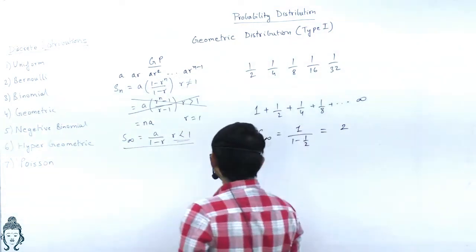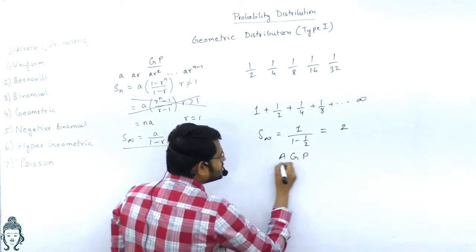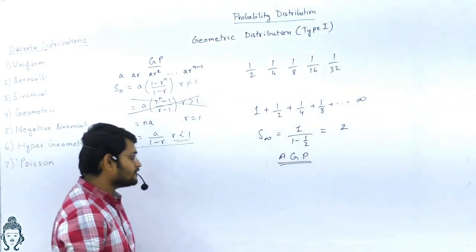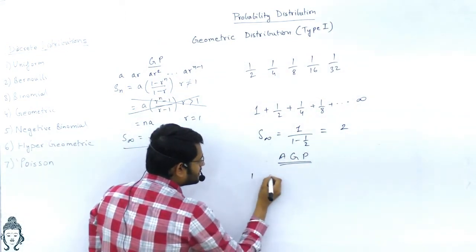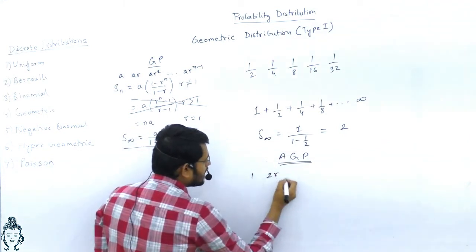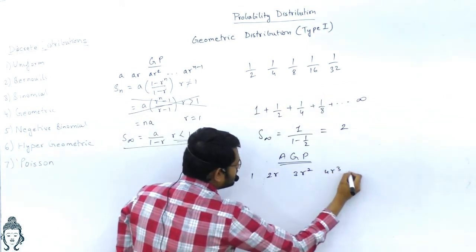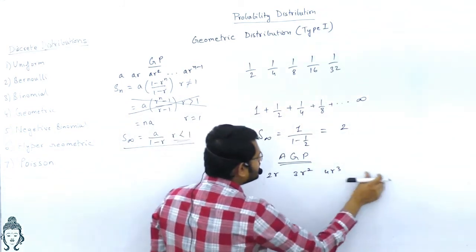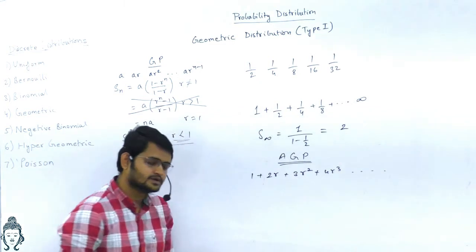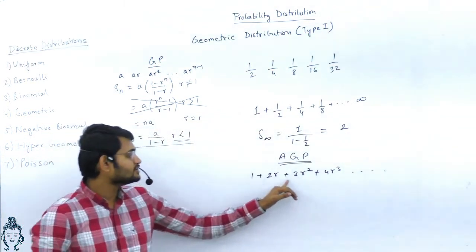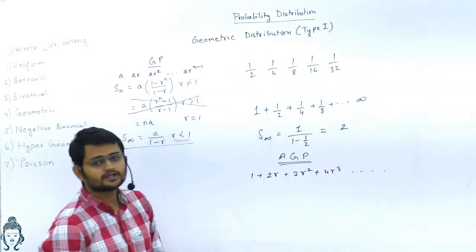Now let's talk about arithmetic geometric progression, or we call it AGP. Now for an AGP, let's take an example. First term is 1, second term is 2r, third term is 3r square, fourth term is 4r cube, and so on. Let's say I am talking about an infinite arithmetic geometric progression. So this is going forever if I am adding all of these. Here the first part is an arithmetic progression and the second part is a geometric progression. This kind of series is called an arithmetic geometric progression.